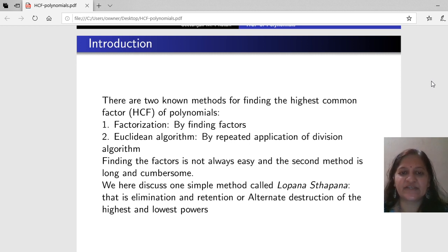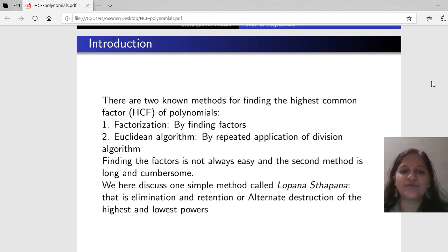First is factorization. In this method, we directly find factors of the given two polynomials and then we choose common factors, and then we consider the product of all common factors, and that is the HCF.